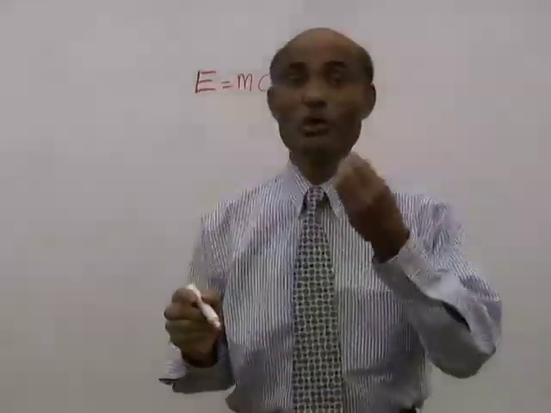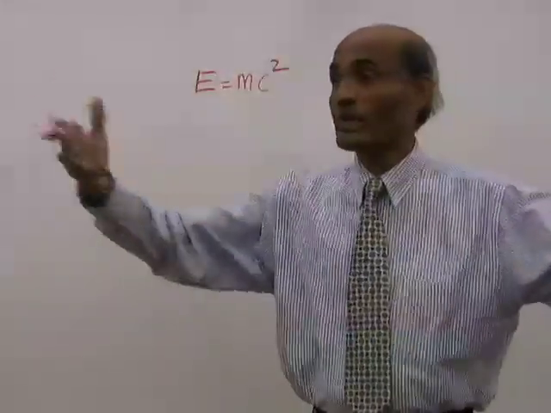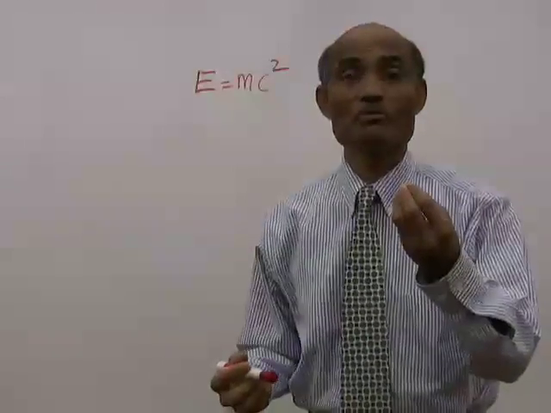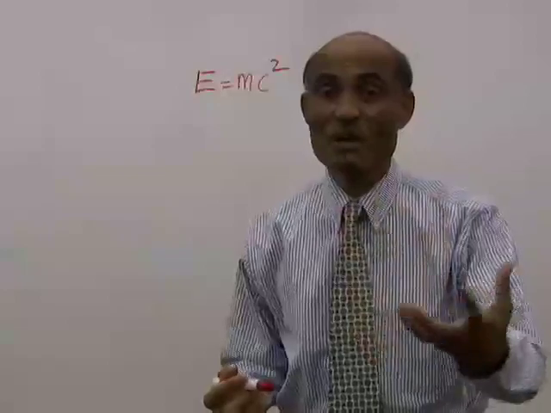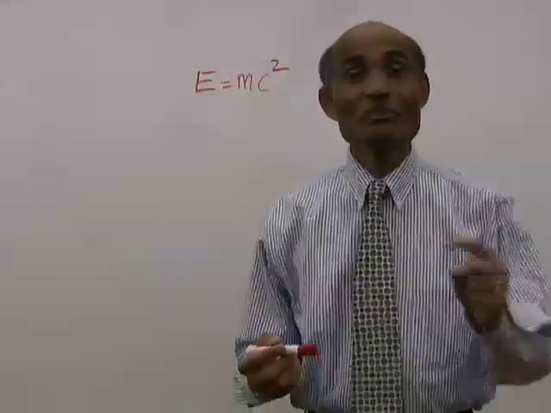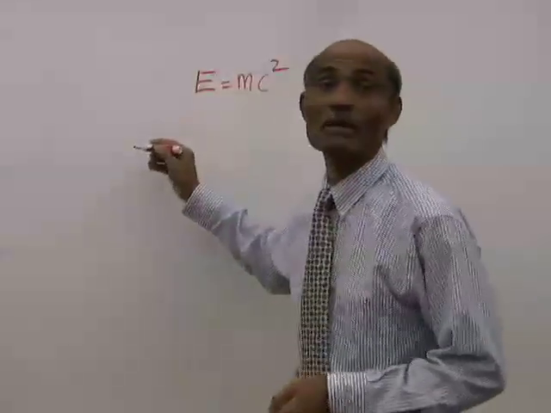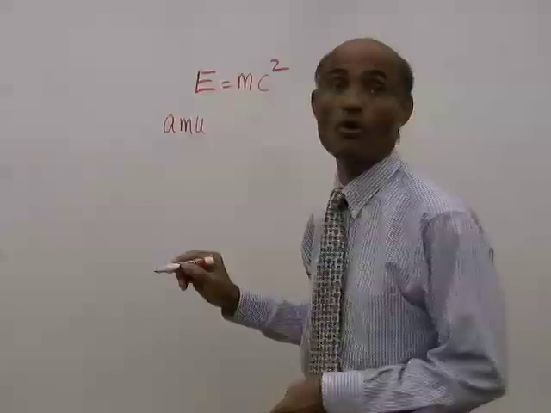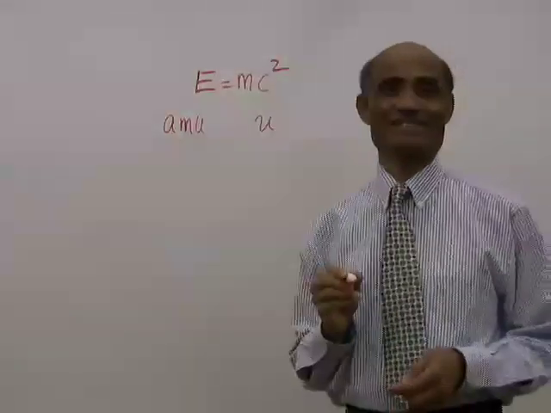Now, what is the unit for measuring mass? In the ordinary world, when we can all see and measure things easily, we use kilogram to measure mass. But when you want to measure the mass of subatomic particles, we will use a much smaller unit. It is called the atomic mass unit, AMU, or simply, very often, we will call it the unit.